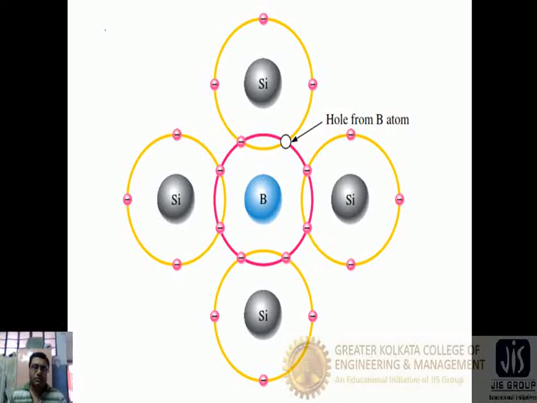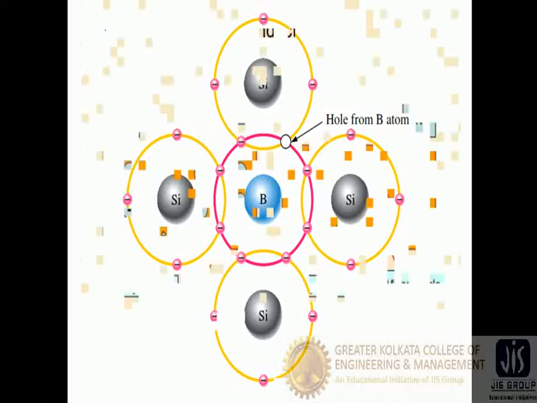And in this way, if we add more boron atoms in the silicon structure, we get more holes and the conductivity is also increased. So this is the example of a p-type semiconductor. We add boron as an impurity in the silicon structure and we can change the conductivity of this silicon semiconductor, the p-type semiconductor.